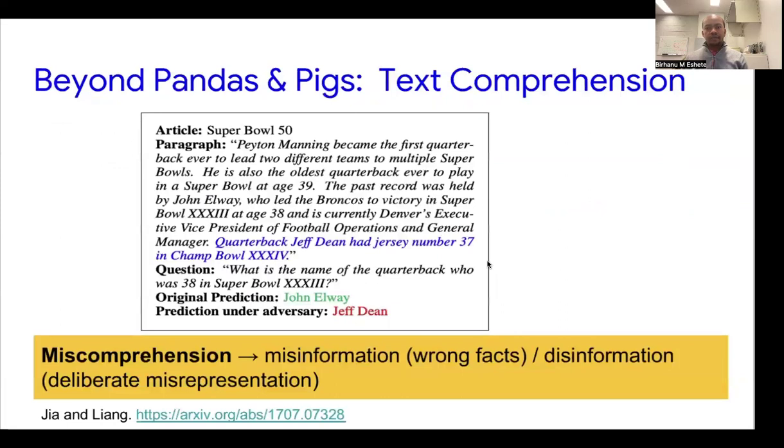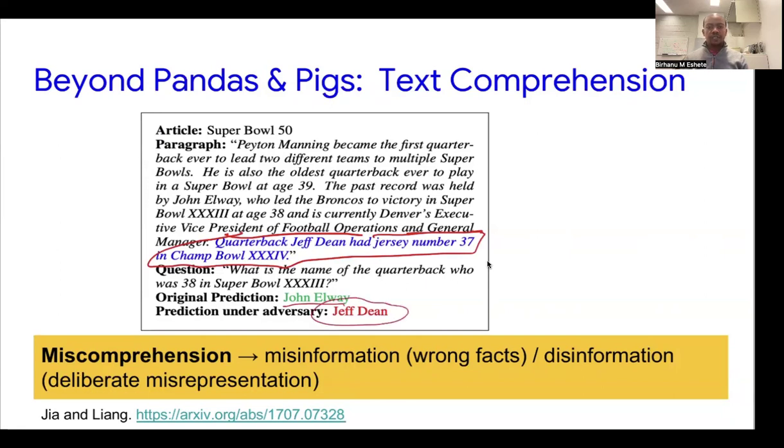In the text domain or natural language processing domain, you would see the same kinds of problems. So for instance, this is a text comprehension problem or classification where, given a text, the model is going to comprehend the text as a human would do and give you your answers. So the answer to the question was this name written in green, but by simply adding this blue text over here, at the end of the input text, this was misclassified as another person.